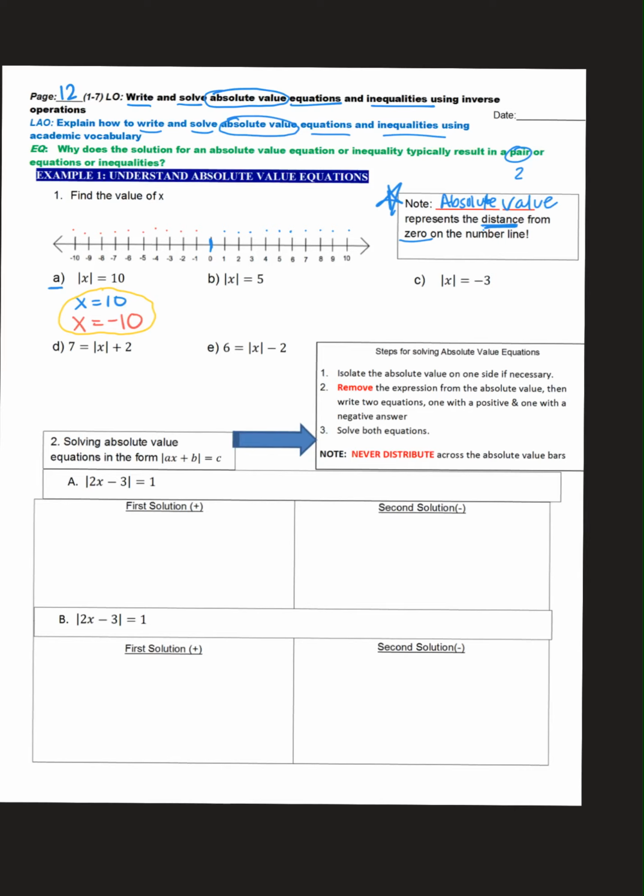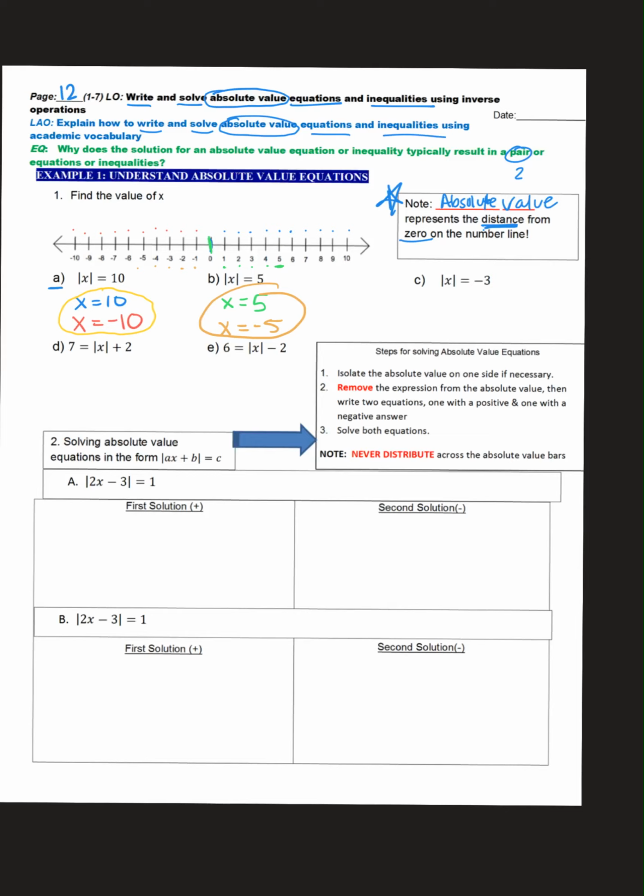B, absolute value of x equals 5. So if I start at 0 and go to the right, 1, 2, 3, 4, 5, I'm at 5. So x equals 5. Sorry guys, I messed that up. 5. Now if I go to the left, 5, 1, 2, 3, 4, 5, I'm at x equals -5. Notice that they're the same number, they are just one's positive and one's negative.